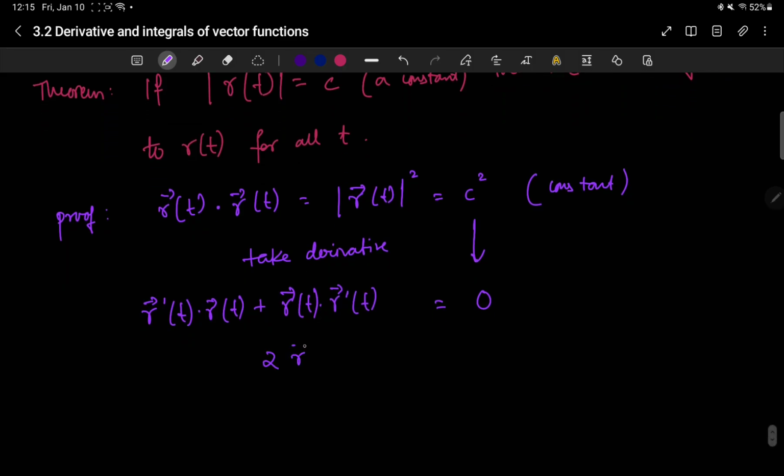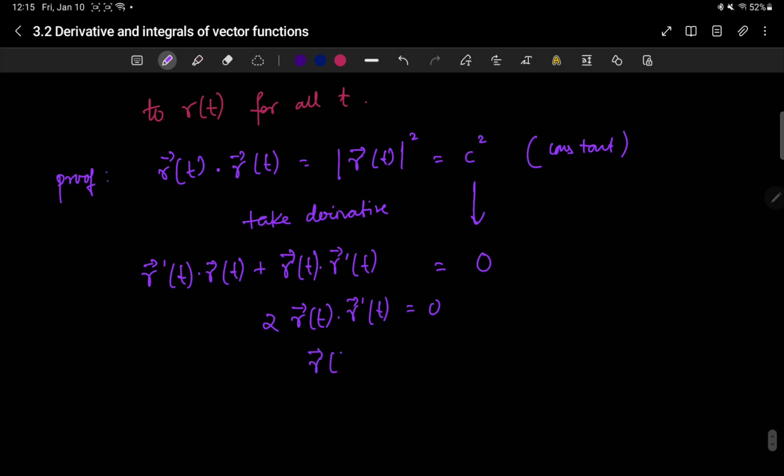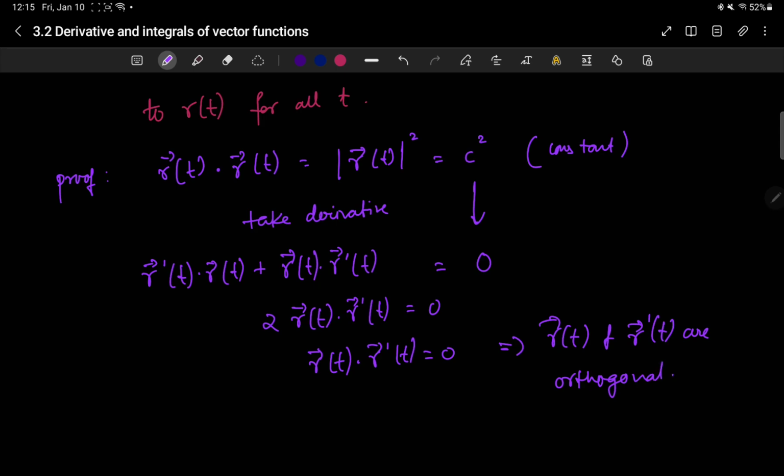But this becomes 2 r prime dot r is 0, or that this dot product is 0, and this automatically implies that these two vectors are orthogonal, because we've seen in the unit for dot products that dot products coming out to 0 means that the vectors are orthogonal. So we're going to end this here, and the second part will be about integrals.